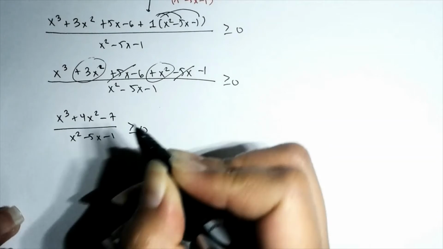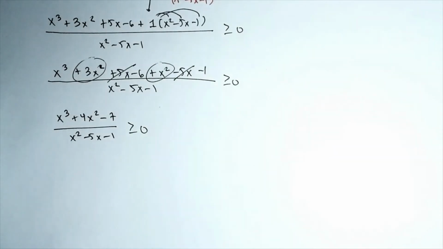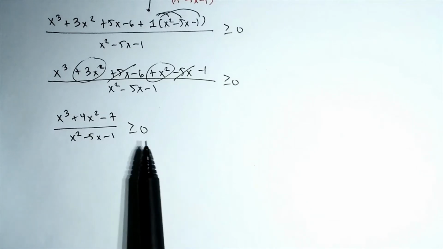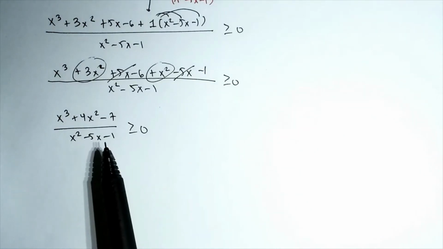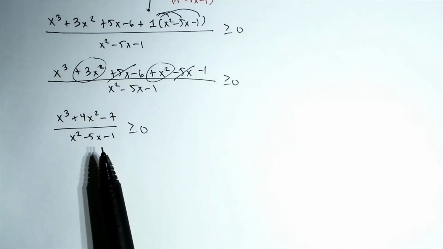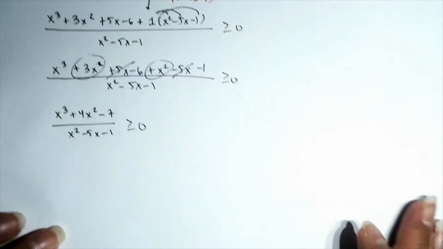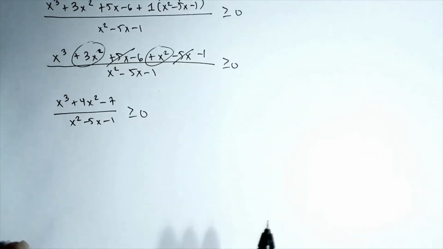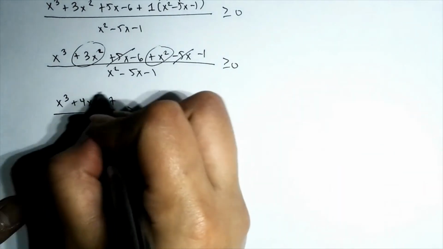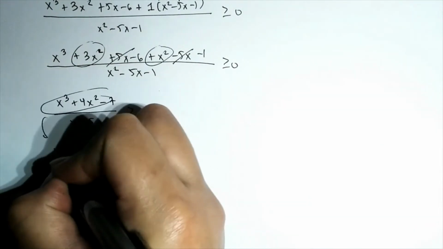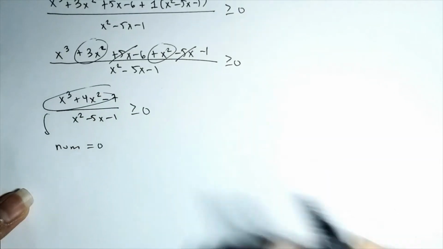Fantastic. Before we go on to step 2, we need to make sure we have step 1 nailed. Do we have 0 on one side? Yeah. Do we have a single fraction on the other? Yeah. So now our next goal is to find all the zeros. We want to find zeros of the numerator and zeros of the denominator. I want to know what makes the numerator 0, and I want to know what makes the denominator 0.